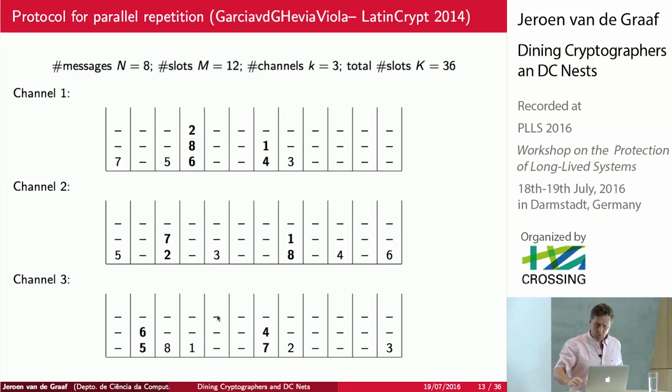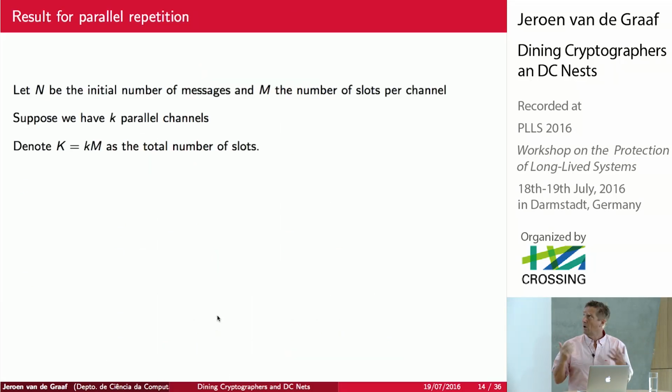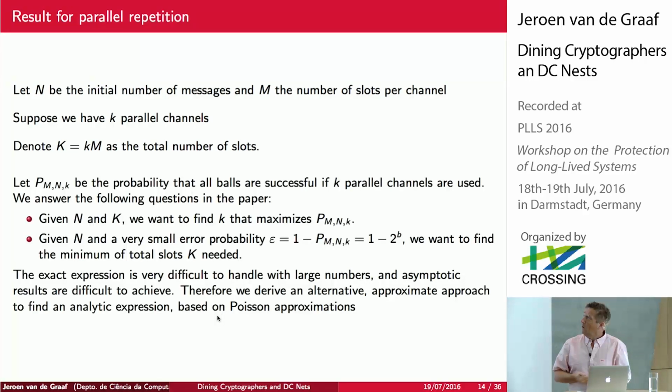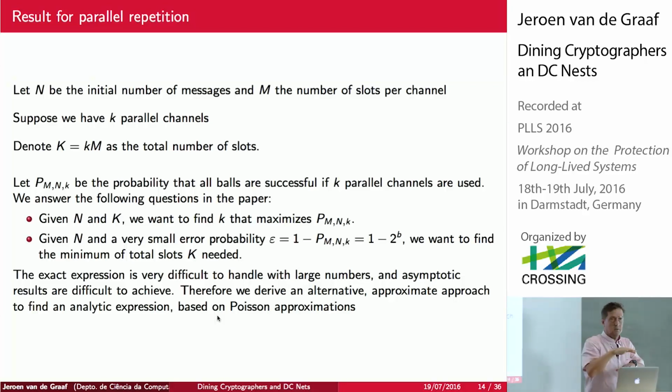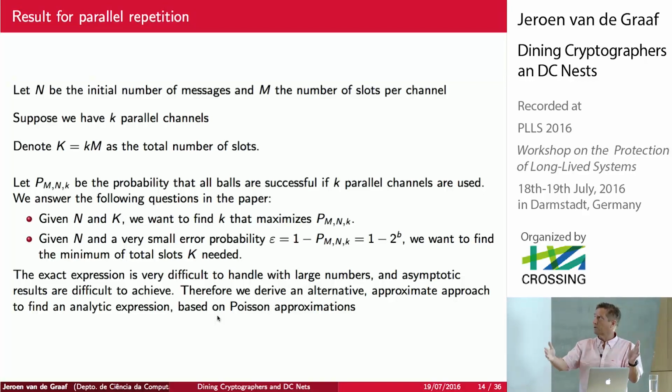I'm not going to go into much of the details, but the paper has the whole analysis. I will call lowercase k the number of parallel channels that you need, given a certain total amount of slots. You want to find the k that maximizes the probability that all messages are successful. Another thing that we analyzed is, if you allow some error probability, what is the number of slots that you need given the number of participants?